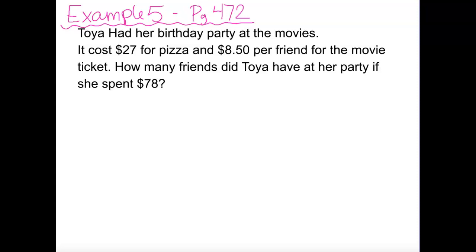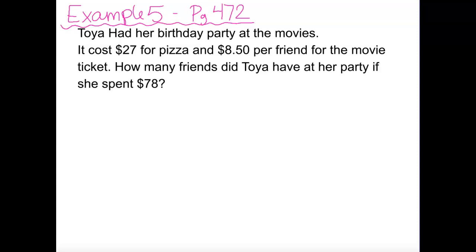You can follow along in your book, or you can follow along on a scratch piece of paper, whichever you want. So it is a story problem. It says, Toya had her birthday party at the movies. It cost $27 for pizza and $8.50 per friend for the movie ticket. How many friends did Toya have at her party if she spent $78?